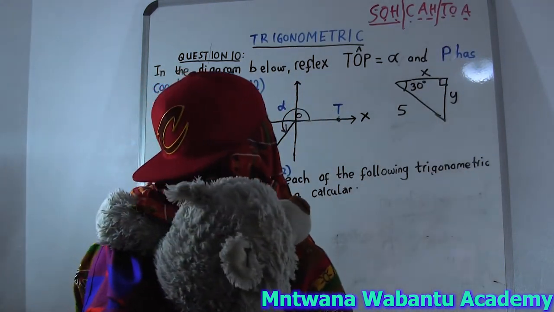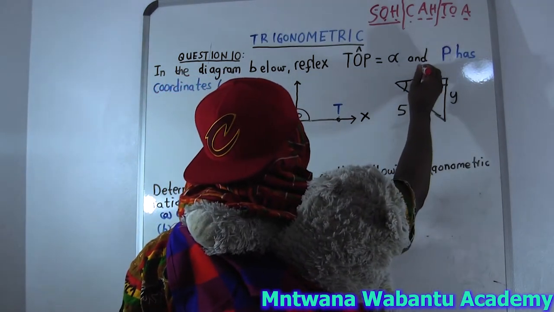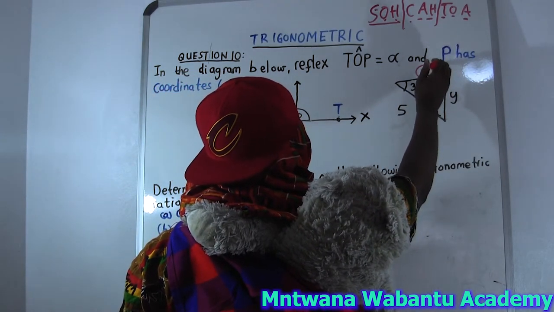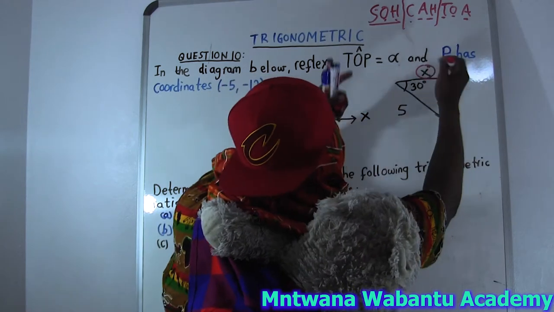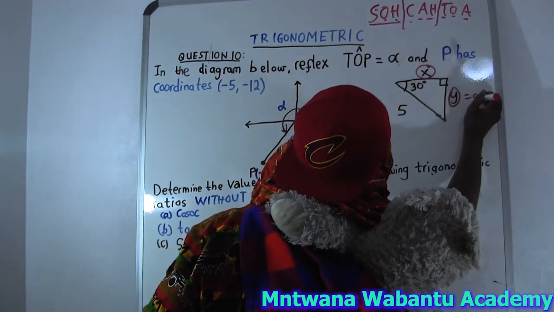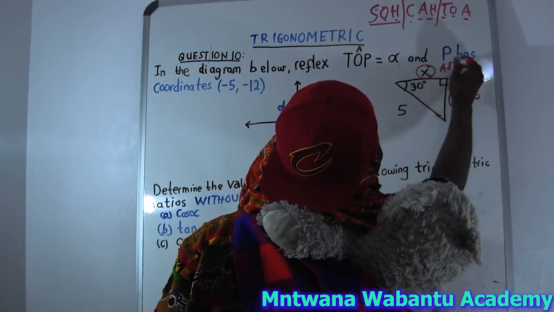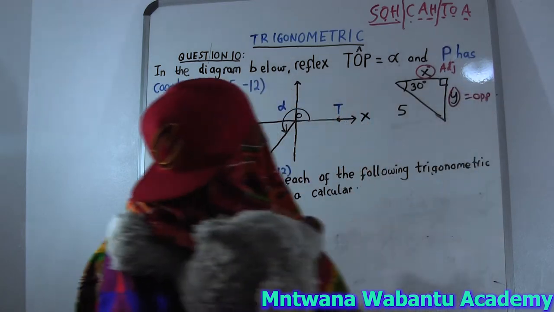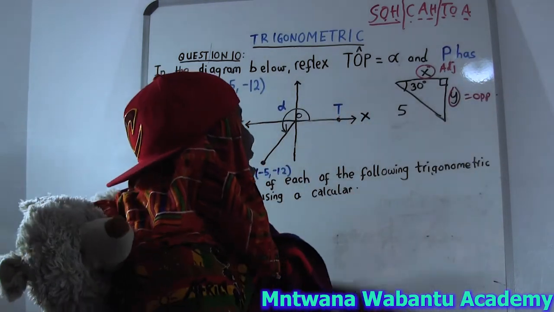So now, what do I want to get? I want to get the adjacent. This is the adjacent, guys, because the bottom is the one next to the angle, and this is the opposite. So this is opposite and this is adjacent. Now, what I want to get is the adjacent.